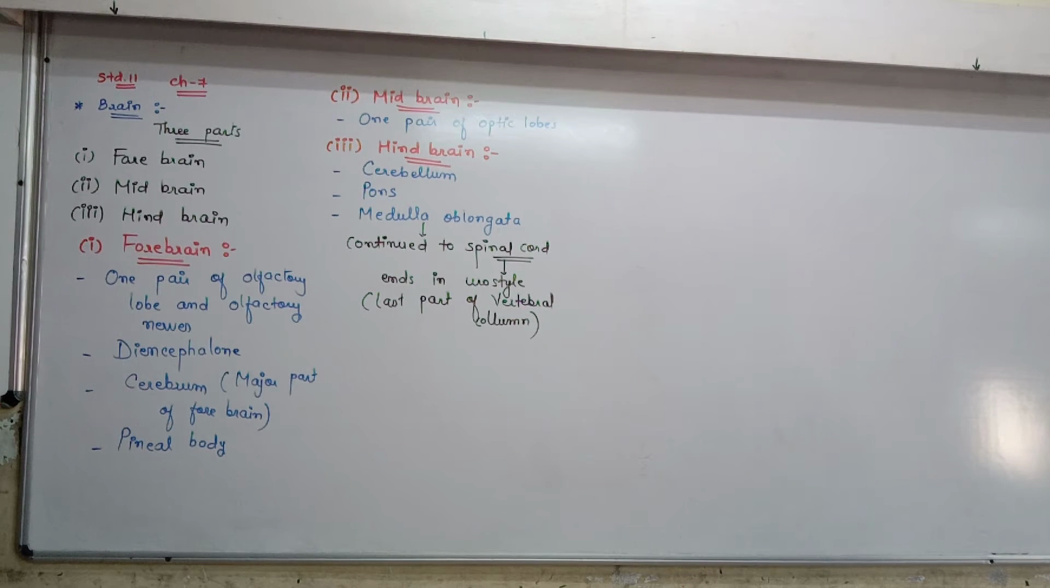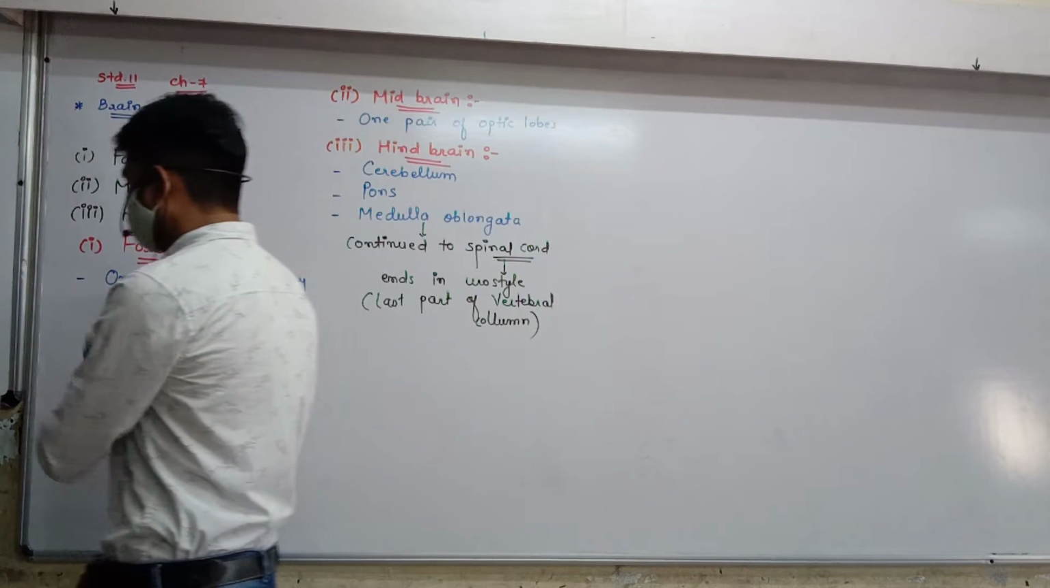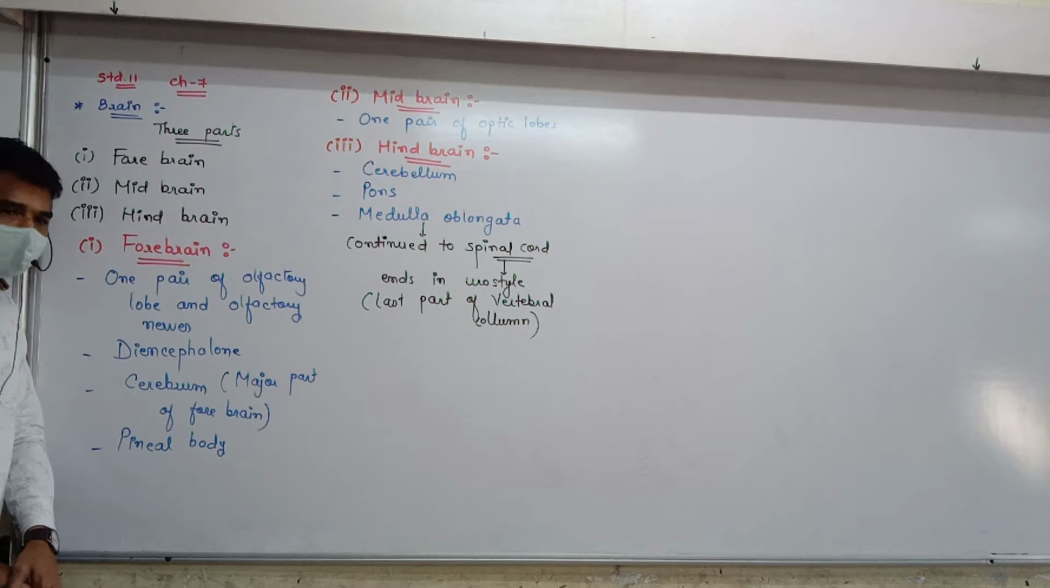Don't make a mistake here. The cerebrum is the big brain and the cerebellum is known as the small brain. Before continuing in detail, in the forebrain one pair of olfactory nerves is connected to one pair of olfactory lobes.